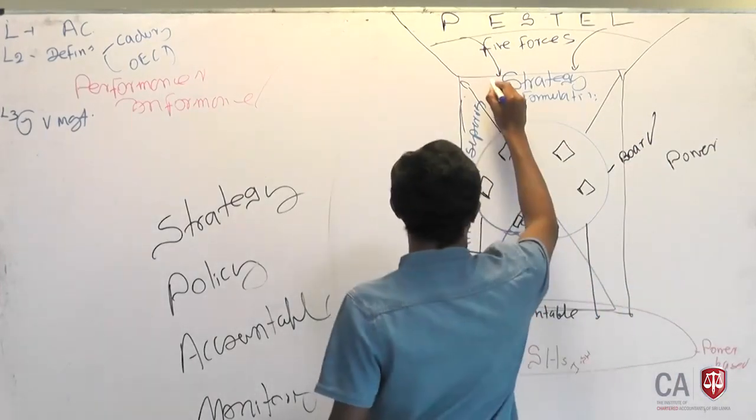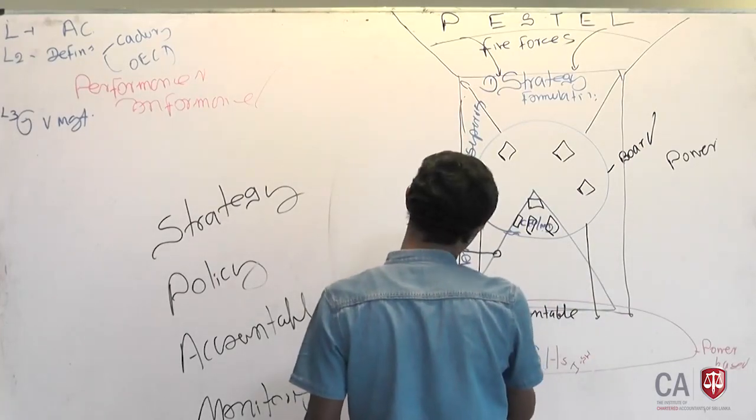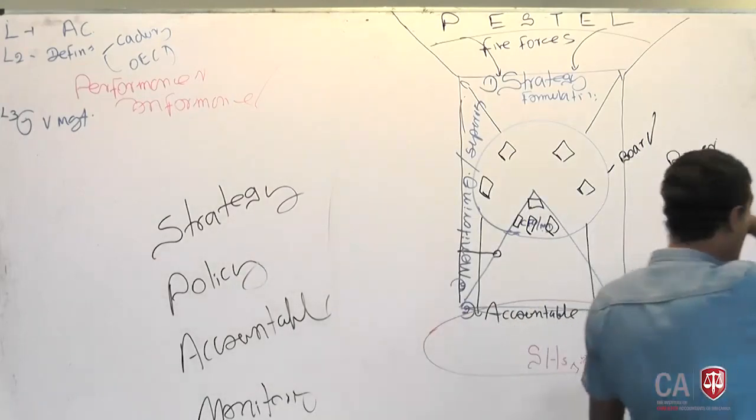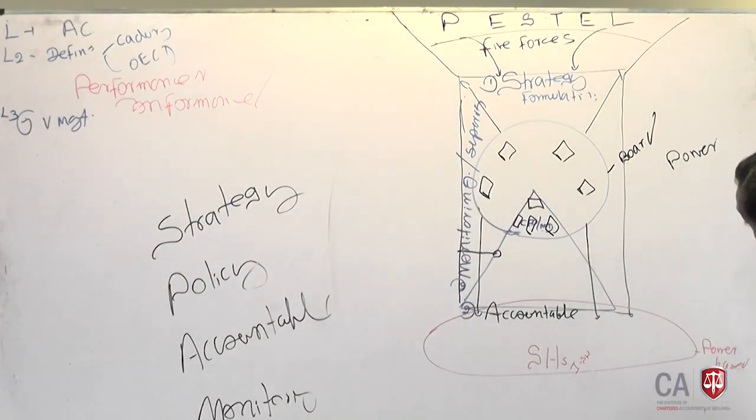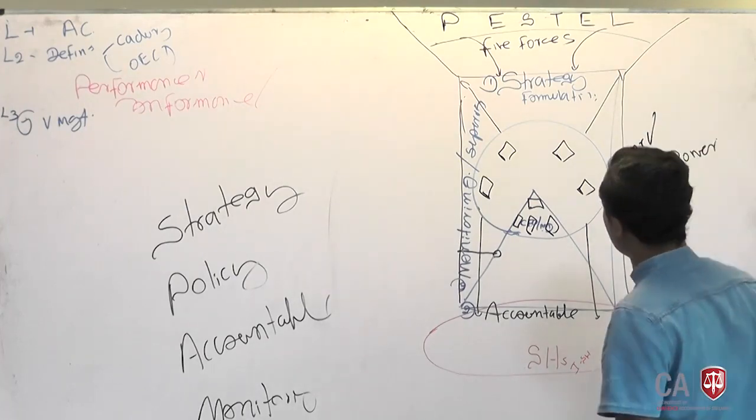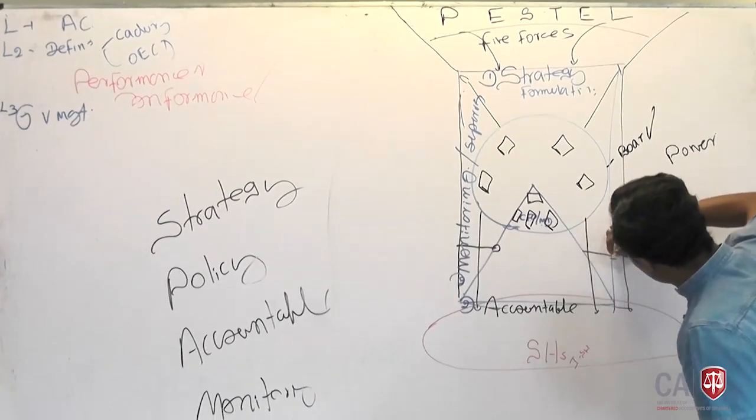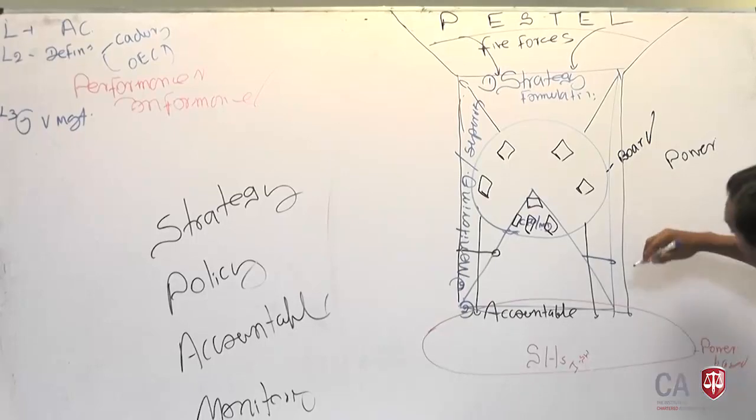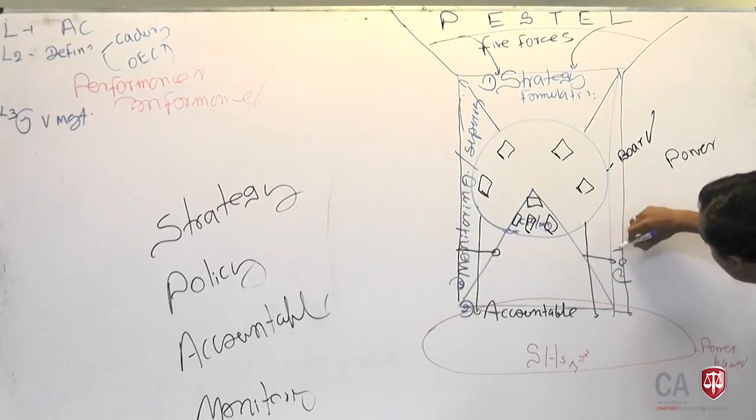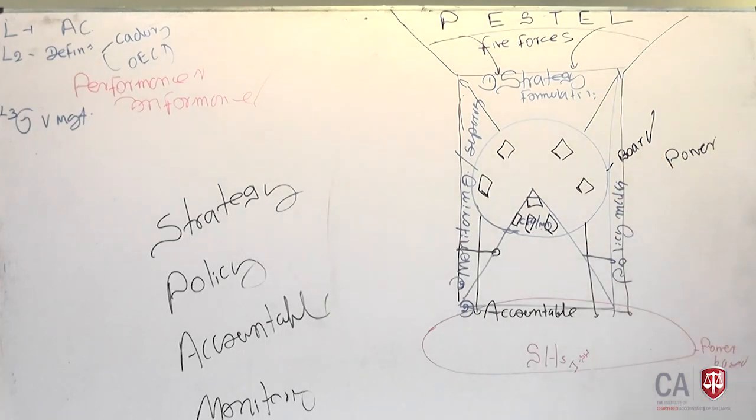I have written here strategy formulation as one, accountability as two, and monitoring as three. Then what else should I write? For the entire company to work overall, there has to be a framework. Management cannot, again this is connected to the triangle, work on its own. The board has to approve policy. So this is policy making. This diagram is going to be very useful, not only for this definition but for your syllabus topic of board of directors. This is what board of directors are doing.